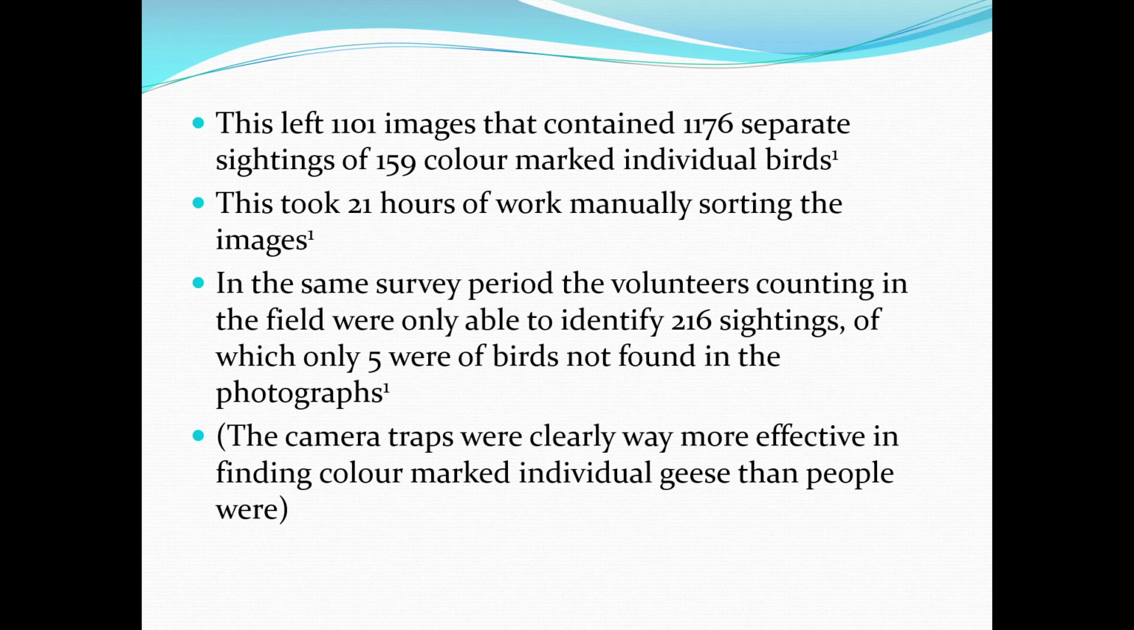It took 21 hours. Now, over the same 100 days survey period, the volunteers were only able to identify 216 sightings of the ringed geese. And out of that 216, only 5 were of birds not found in the photographs. So the camera traps were clearly way more effective in finding colour marked individual geese than people were. You've got 1,176 sightings to 216.